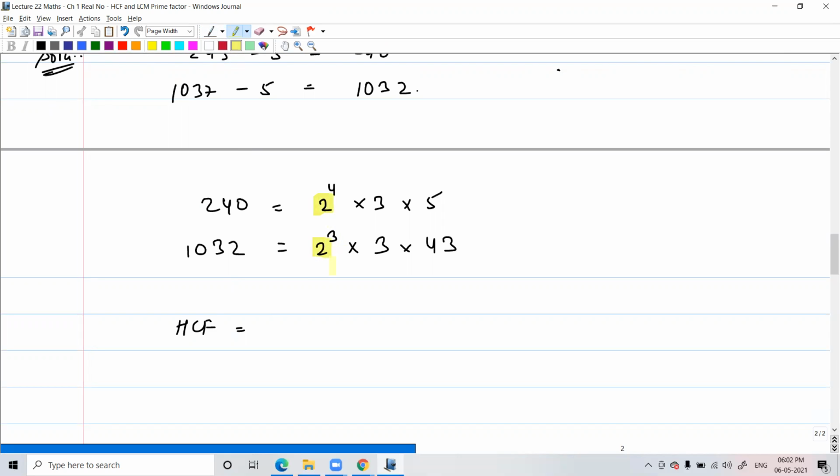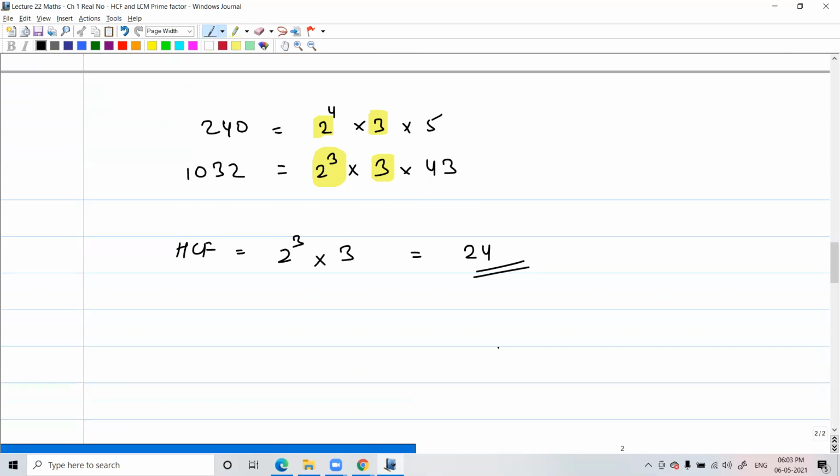Yes, 2 is a common factor and the lowest power is 3, so we will take 2 to the power 3. And 3 is also a common factor, and the lowest power of both of them is 1 only, so we'll take into 3. There is no other common factor, so we'll ignore those two. So what is it? 24. 24, sir. 8 3s are 24. Okay, very good. Everyone has got it, I think.